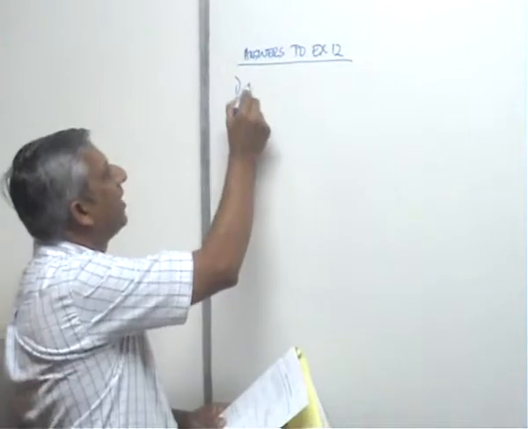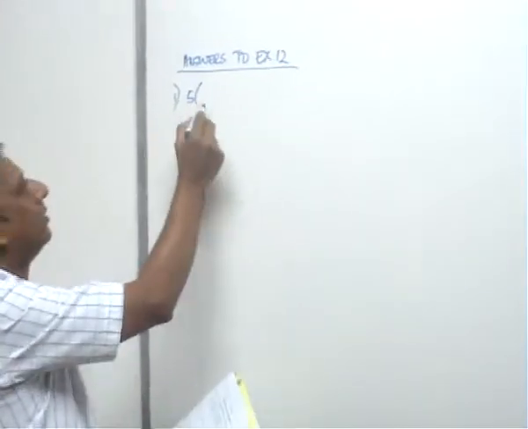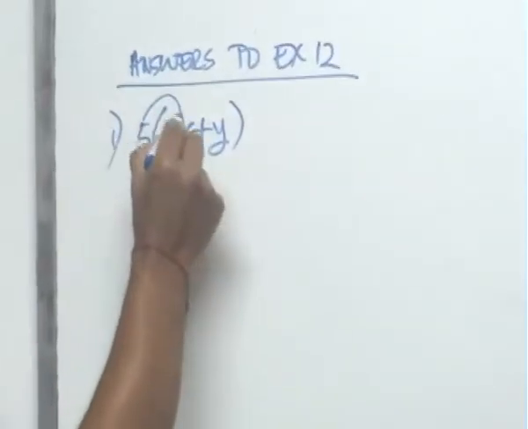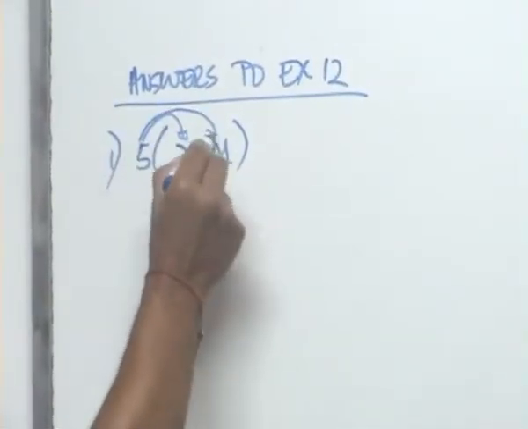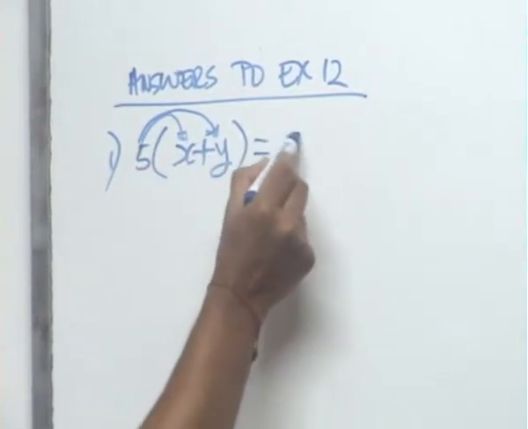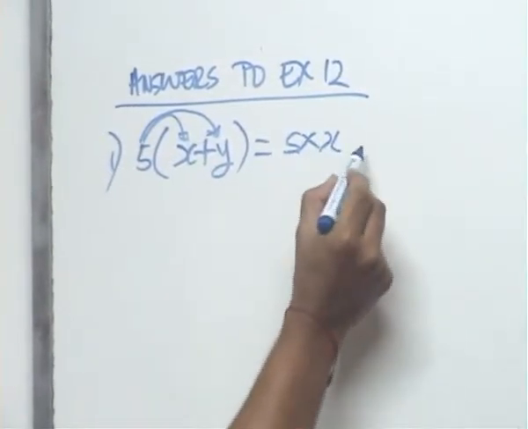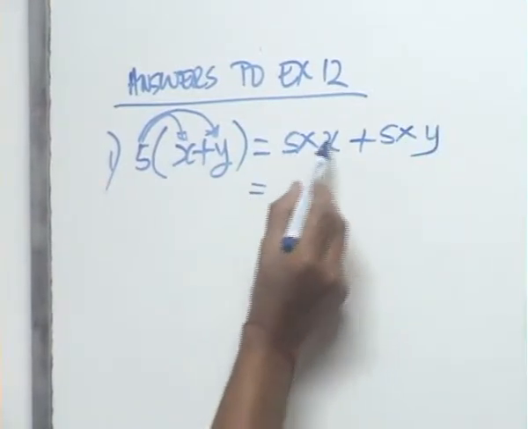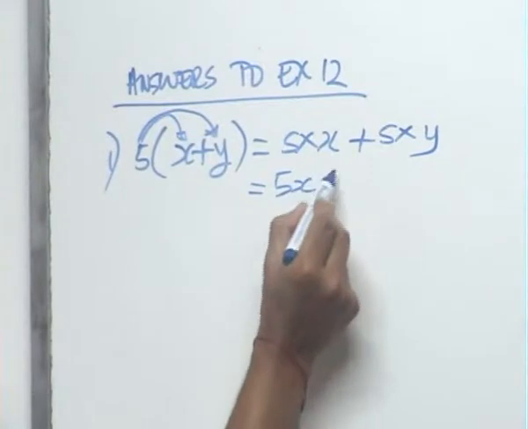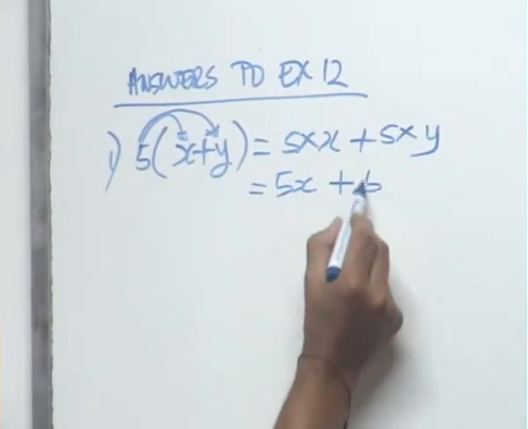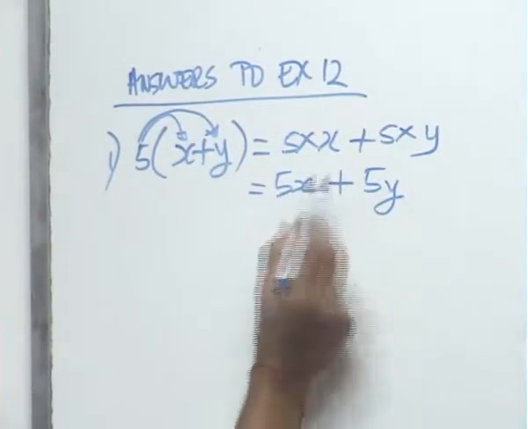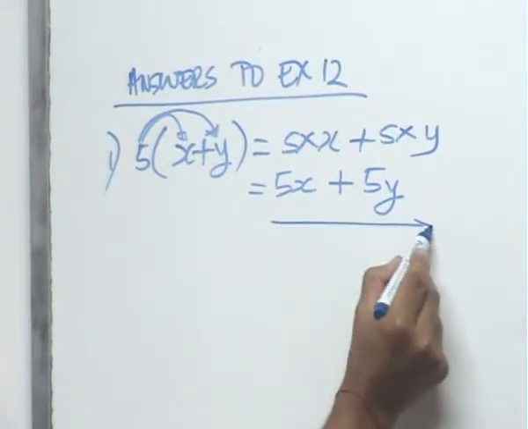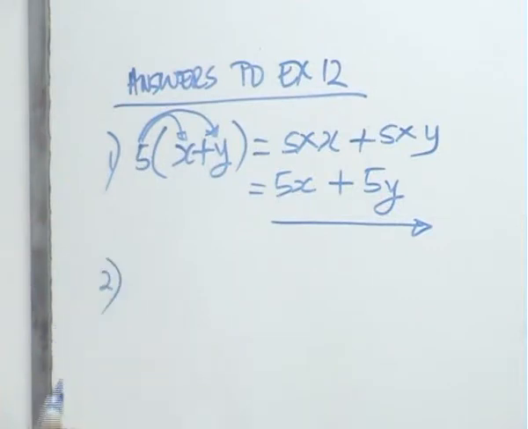Okay, so in number 1 you had 5 into x plus y. So this one I'm going to do it step by step, so you're supposed to do that and that. So it means 5 times x plus 5 times y. Well, 5 times x is 5x, 5 times y is 5y, and now these are unlike terms, so they cannot be added, so you leave them like that.